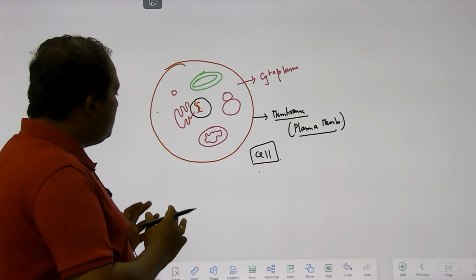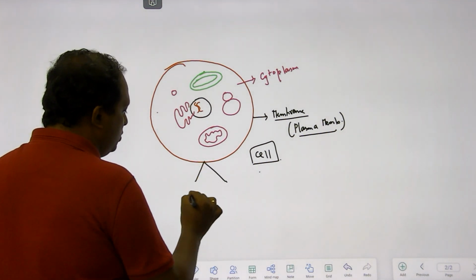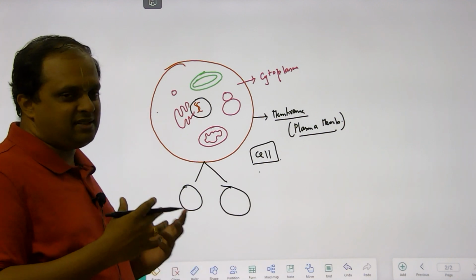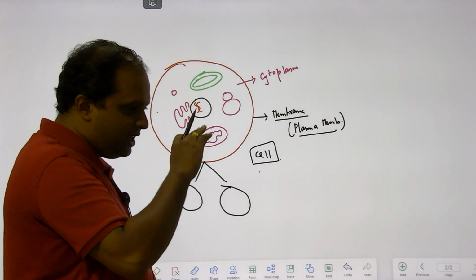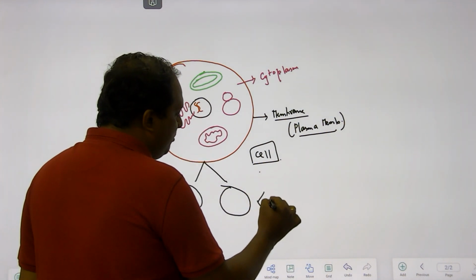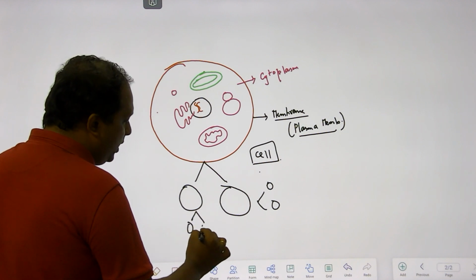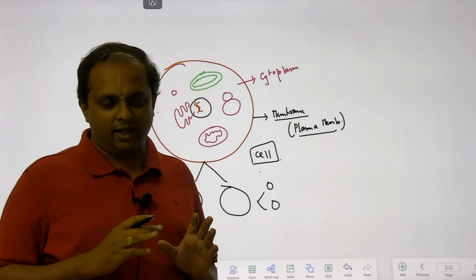Now friends, this cell has to divide into two. This is what we say is cell division. So one cell has to divide into two, and in due course of time, each of these has to divide into two again. So you keep getting clones and clones of cells. This is what we call cell division.